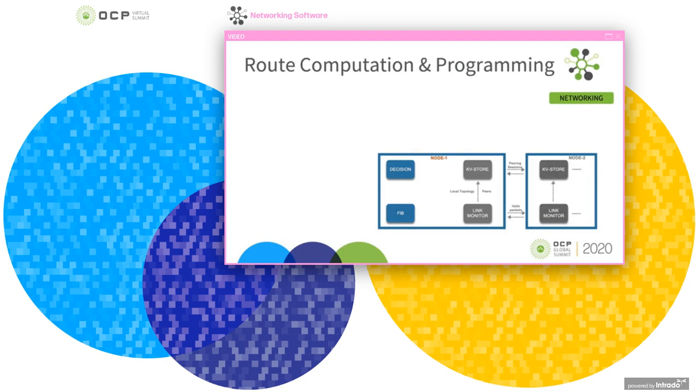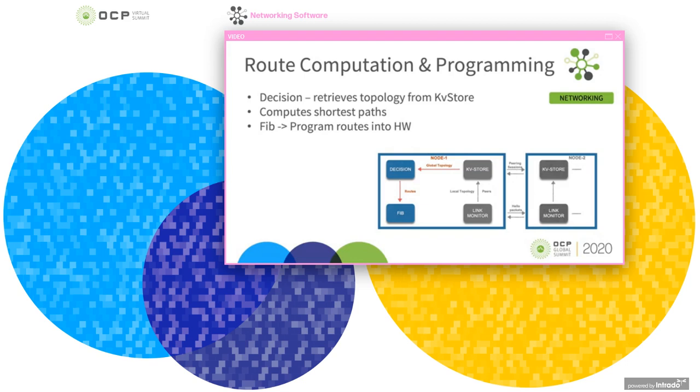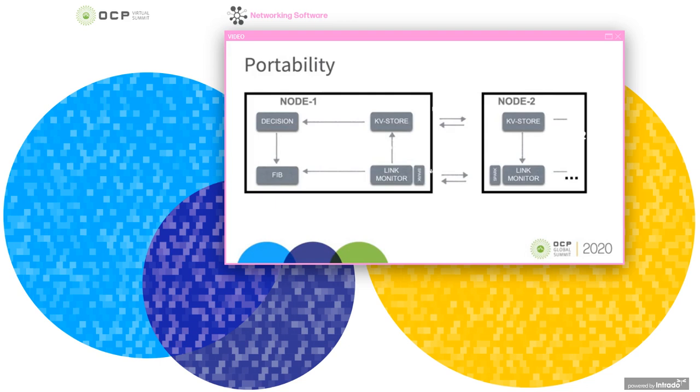Next, we'll look at the route computation and programming modules. As you can see, the link monitors submit their local topology to the KV-Store. The KV-Stores synchronize with each other. The KV-Store will then have the topology information for all the nodes in the network. This information is fed into Decision. After retrieving this information or an update about the topology from KV-Store, Decision will compute the shortest path using an algorithm. The computed routes are then forwarded to the FIB module, which subsequently programs them into the hardware.